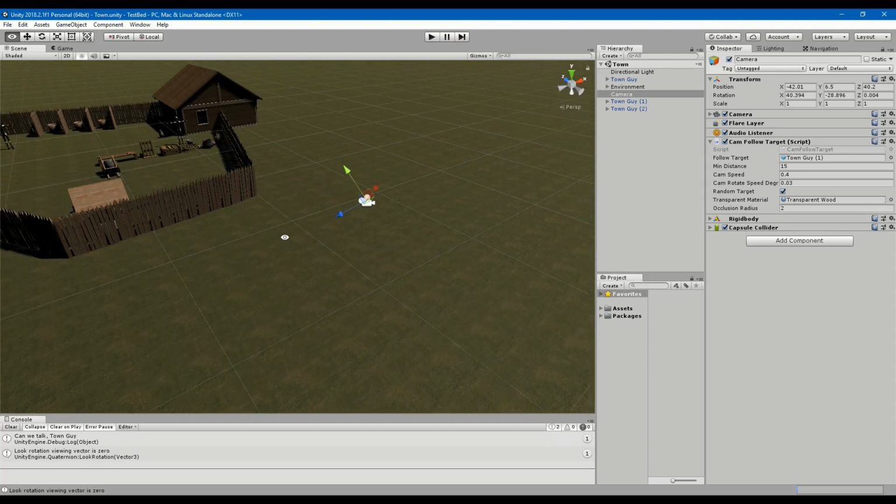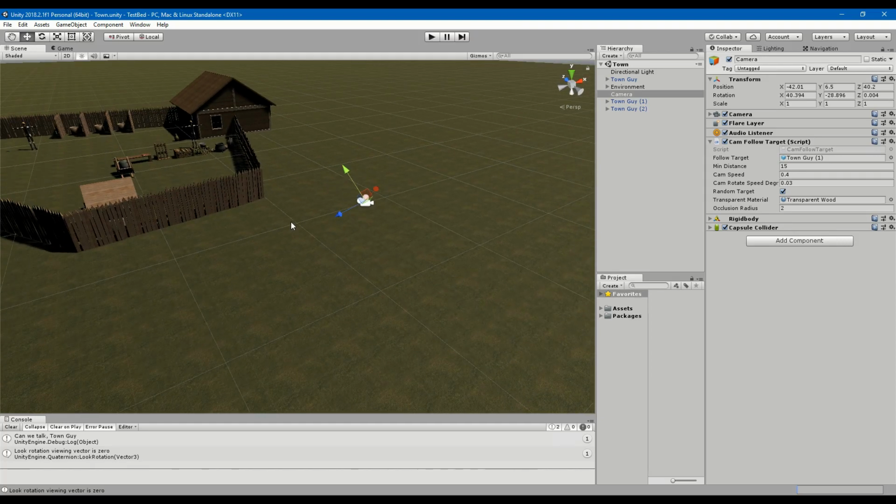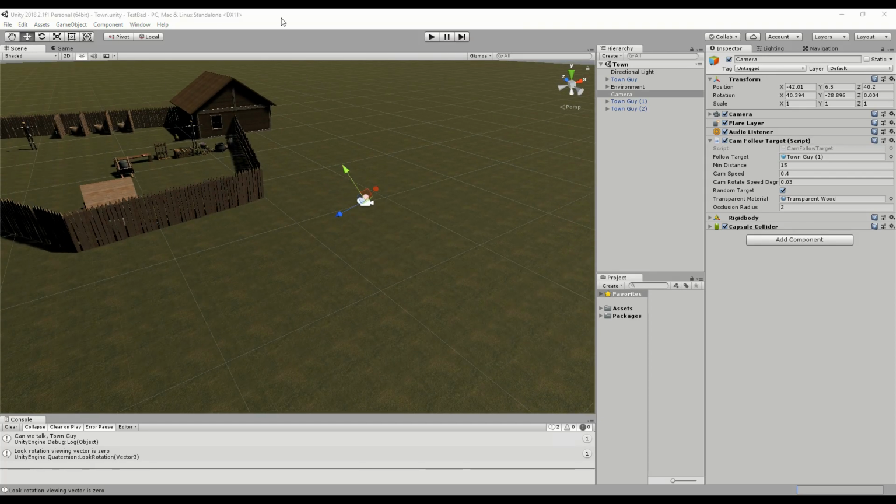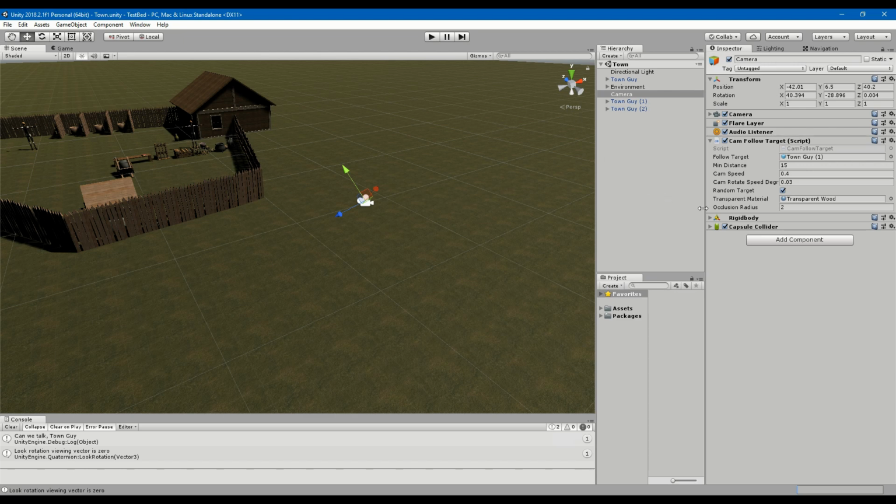Now, again, the goal is to have the camera track a character. So let me briefly go over some of the parameters to my camera follow target script here. The first parameter is who should it follow, and this is going to change during the script's execution, but it's just sort of like a default. Who do I start looking at? Who's the first thing I'm going to look at?